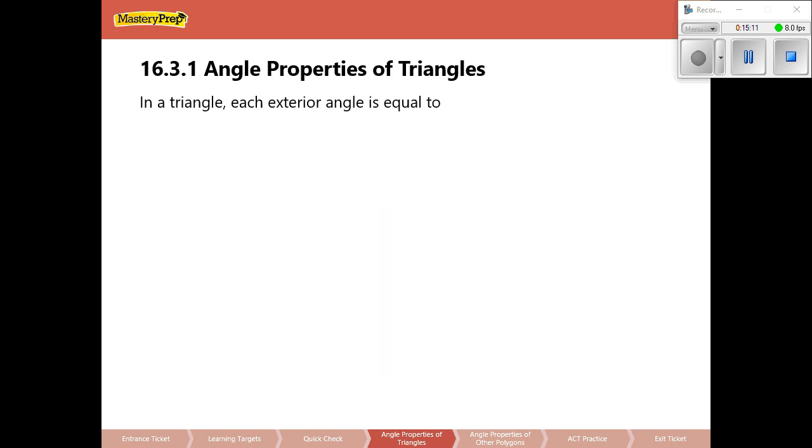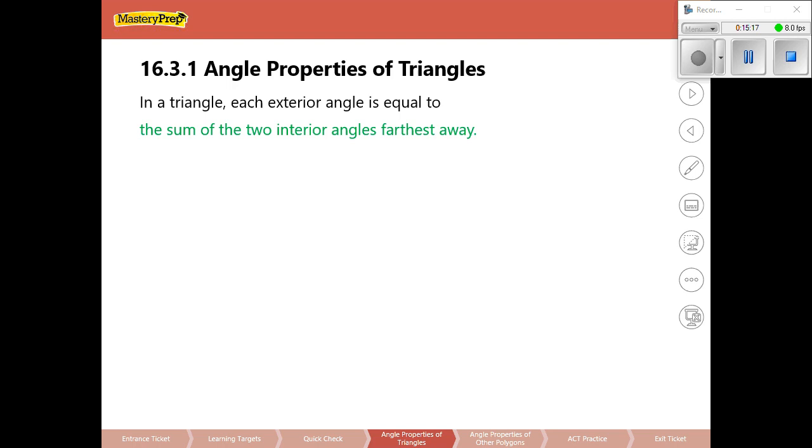So that's it there. In a triangle, each exterior angle is equal to the sum of the two interior angles farthest away. And what this is talking about is if we have a triangle like this here, and we have this angle here. I'll call this A, B, and C.